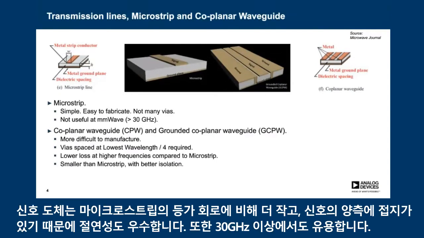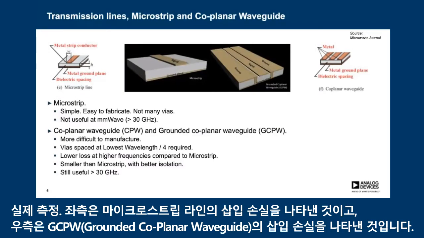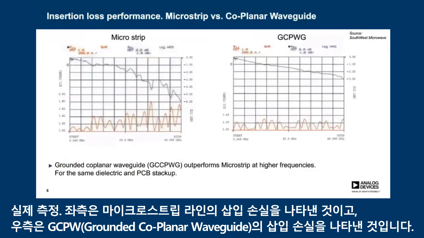The signal conductor can be smaller than an equivalent for microstrip, and it has better isolation because of the ground at either side of the signal, and these are still useful above 30 gigahertz. To get an actual measurement, the left-hand side shows the insertion loss of a microstrip line, and the right-hand side shows the insertion loss of a grounded coplanar waveguide.